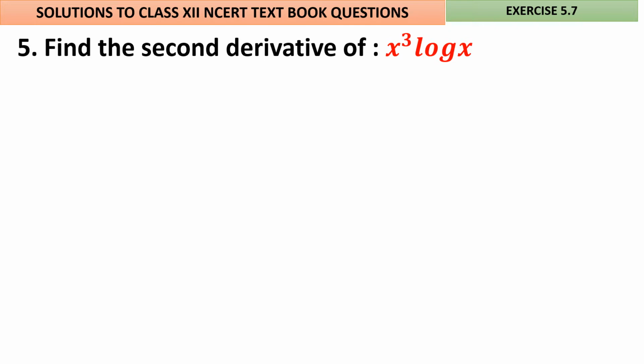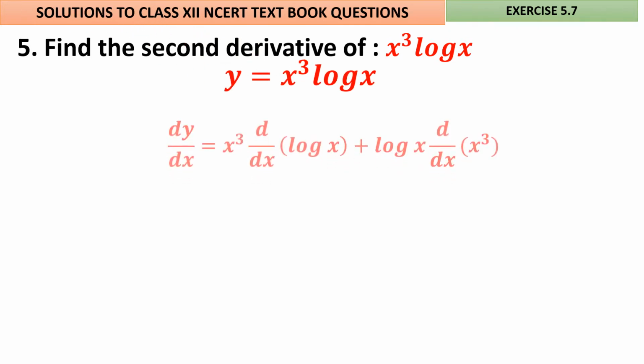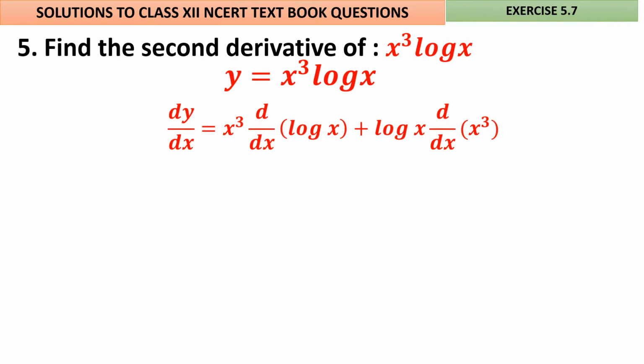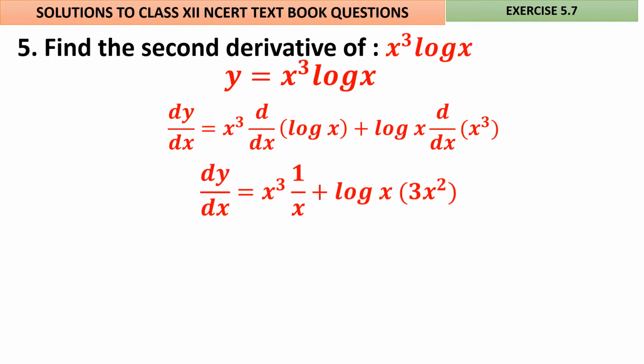Question number 5. Find the second derivative of x cube log x. For the first derivative, we have to make use of product rule. Keep x cube, differentiate log x plus keep log x and differentiate x cube. Log x differentiation is 1 by x. X cube differentiation is 3x square. Therefore, first derivative is x square plus 3x square log x.